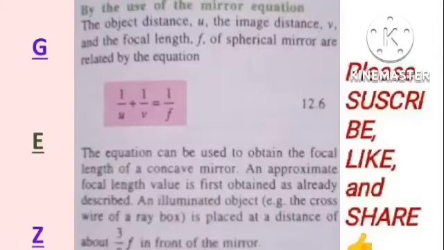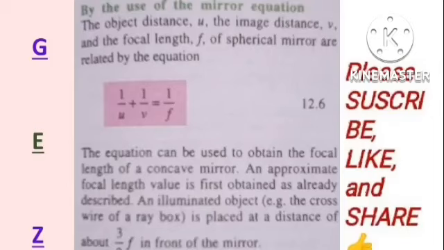Now let's talk about one experimental way of determining the focal length of a mirror. That is by using the mirror equation. The object distance u, the image distance v, and the focal length f of spherical mirrors are related by the equation 1 over u plus 1 over v equals 1 over f. This is called the mirror equation, and you can derive it using an experimental procedure. The equation can be used to obtain the focal length.